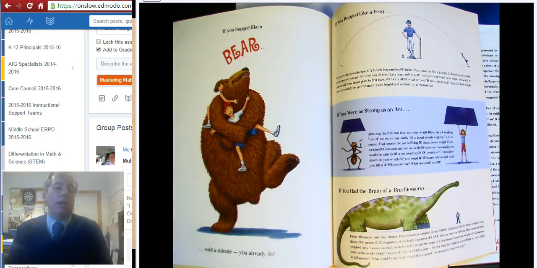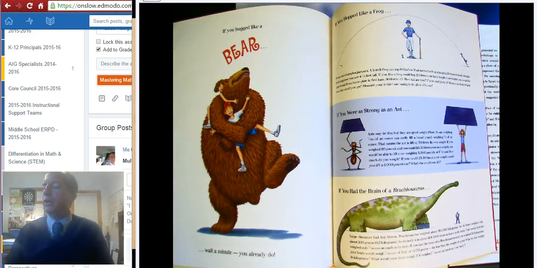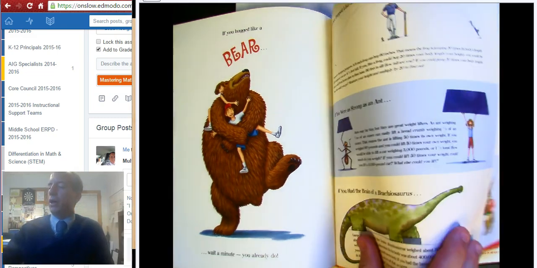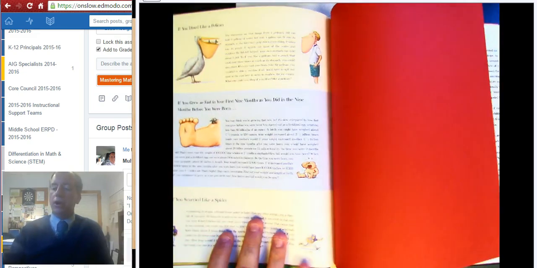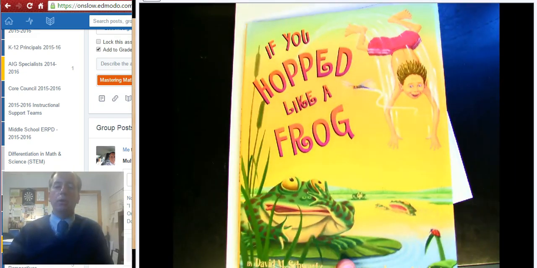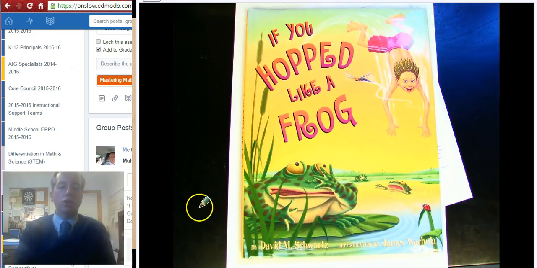So if you want the actual math behind all these, the nice thing that David Schwartz does is that he provides you the context at the end. So I won't read through all those, but the "if you hop like a frog" one is there, and it tells you the connection between your height and the length that a frog can jump. Each of these is often used, especially in higher level math courses, to give kids a context for creating function charts and those kinds of things.